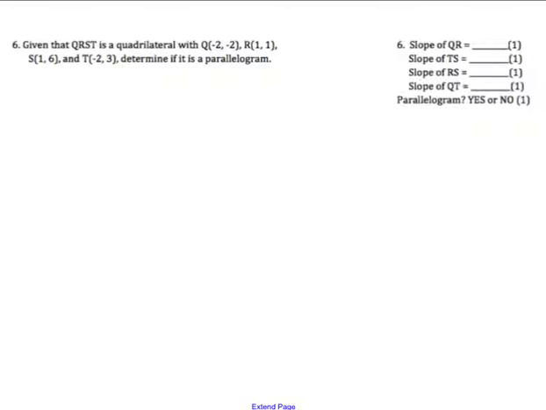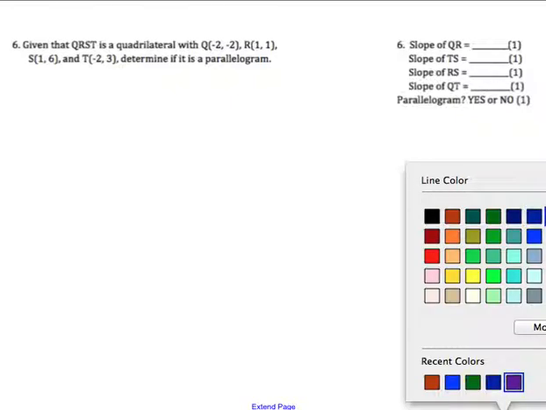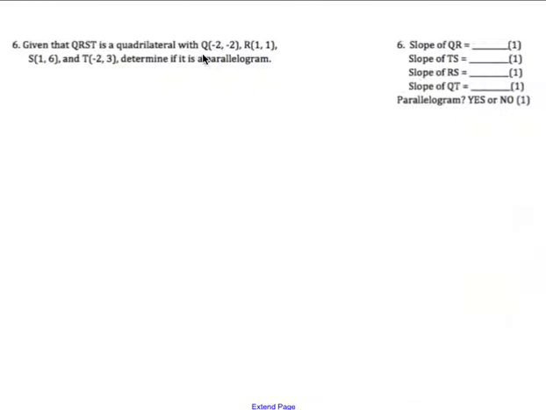So let's take a look at number 6. For number 6, what we're going to do is calculate out the slope of each of these sides. So let's start by doing QR. Remember, for slope, you need y2 minus y1 over x2 minus x1. What I want you to do is write that formula down on your notes one so you have it for when you're taking the quiz. So, I'm sorry, we need to determine the slope.